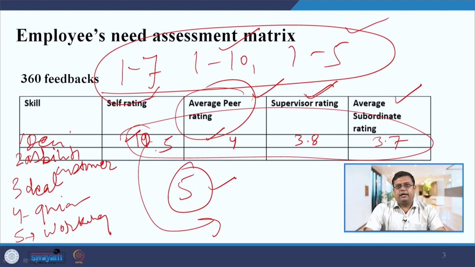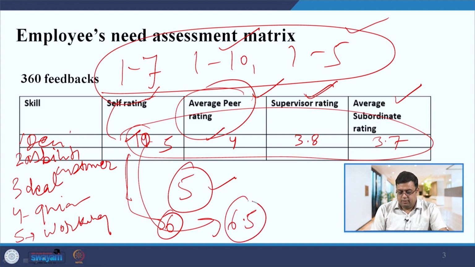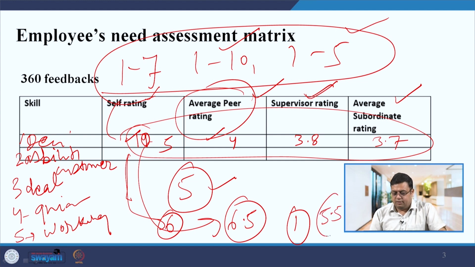Second analysis that you can do, if you want to understand how workplace power and politics is there. So if a person is rating for any one skill, person is rating 6, peer rating is also 6.5, right, and supervisor rating is just 1, and subordinate rating is close to 5.5, right. So here clearly you can see that the supervisor is doing something. So this is the case that you need to investigate. So are all things right in the organization or not.